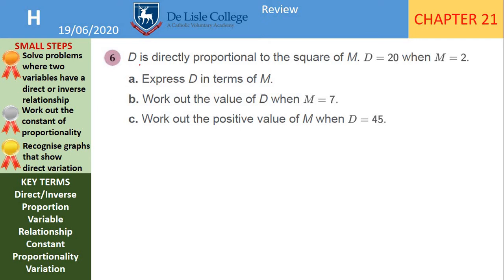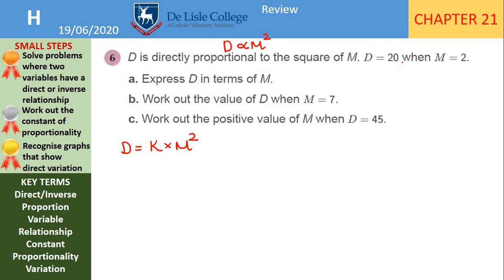Question 6. D is directly proportional to the square of m. So we'll write this as m squared. Remember, this gives us the formula D equals k times m squared, where k is our constant of proportionality.